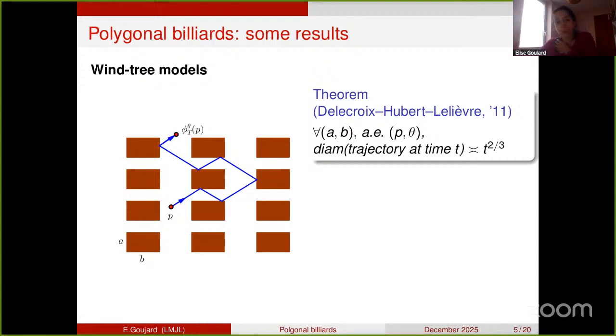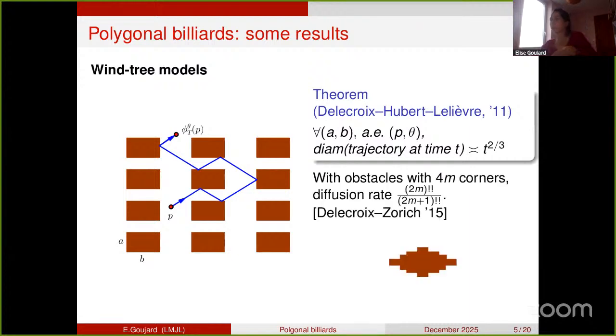Okay, so this 2/3, at the time it was discovered, was really surprising for physicists at least, because the usual diffusion rate for more standard dynamical systems is maybe 1 or 1/2, like square root of t. For instance, for the periodic Sinai billiard, you get square root of t, 1/2. But this 2/3, something in between, was very surprising at the time. So we'll come back to this number 2/3 later.